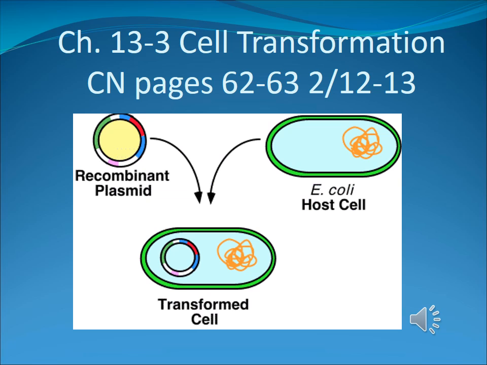It's entitled Cell Transformation. It's going to go on pages, Cornell notes on pages 62 to 63. The date on those pages should either be February 12th or 13th, depending on whether you're 135 or 246. So according to your period, you should label the page number.